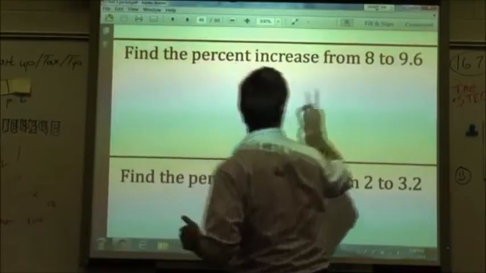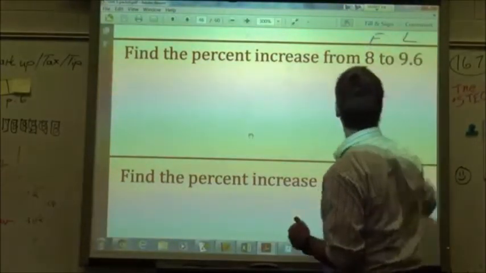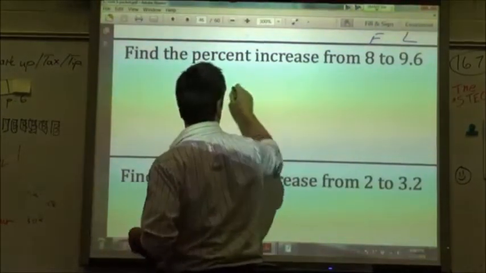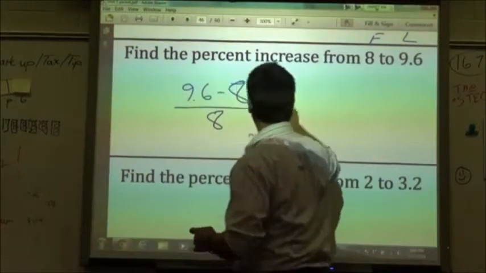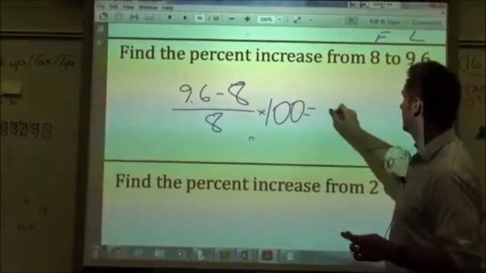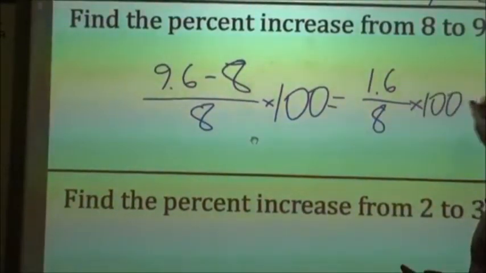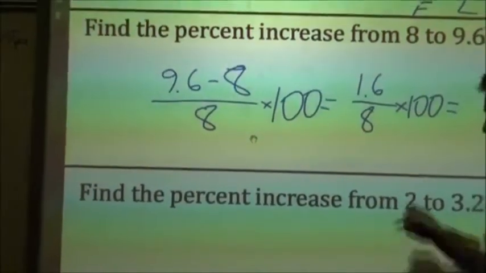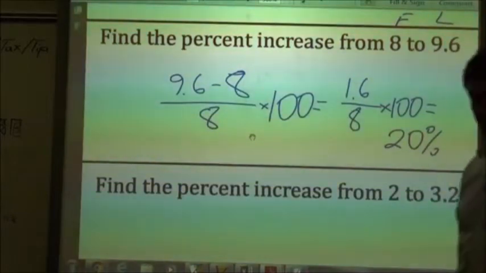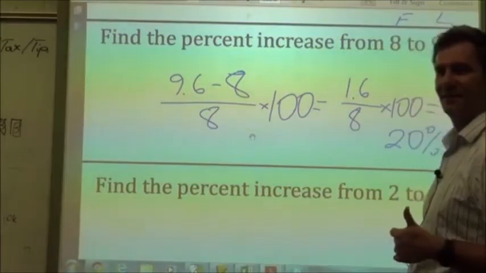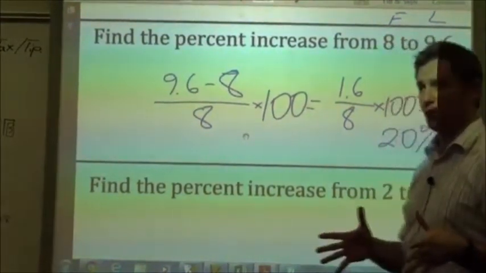Find the percent increase from 8 to 9.6. Once again, first, last. 9.6 minus 8 over 8 times 100 equals 1.6 over 8 times 100, which equals 20%. Very nice. Did you do it in your head? Oh, beautiful. Questions, concerns? Are we good?